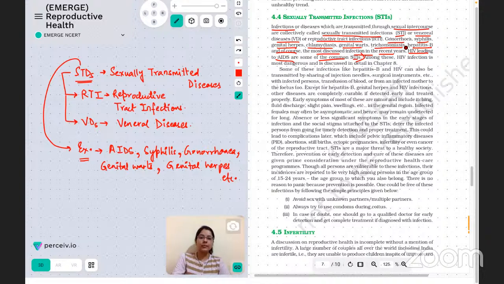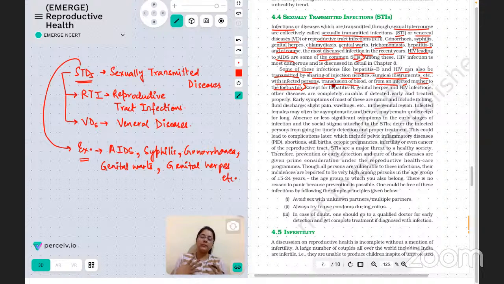Now, some of these infections are such that through treatment they are completely curable. They don't cause problems. But some, like hepatitis B, AIDS and genital herpes, are infections that are very difficult to cure, or actually not curable. Some of these infections like hepatitis B and HIV can also be transmitted by sharing of injection needles or surgical instruments with the infected person, transfusion of blood, or from the infected mother to fetus.